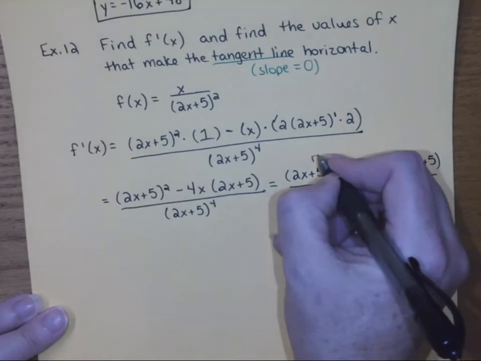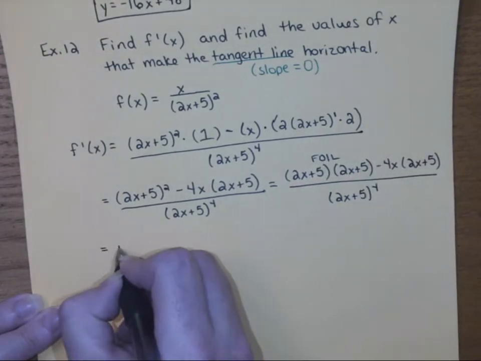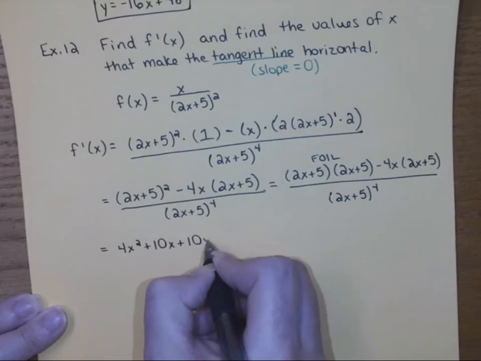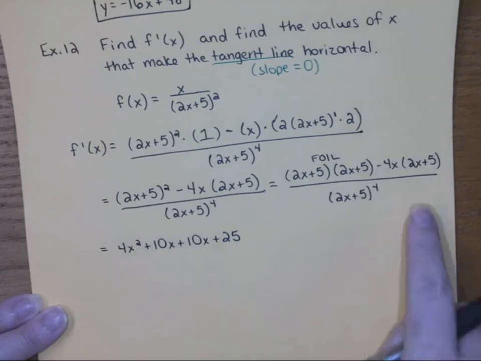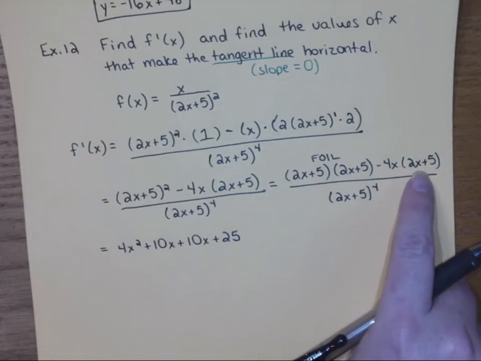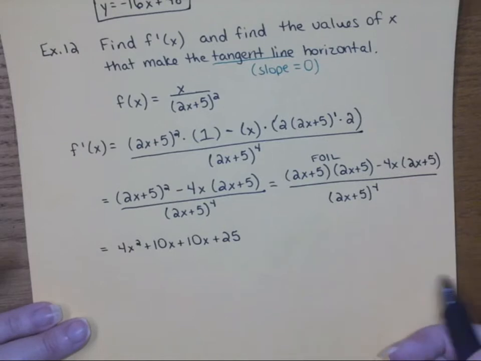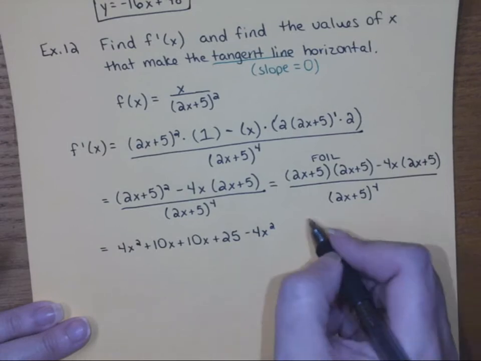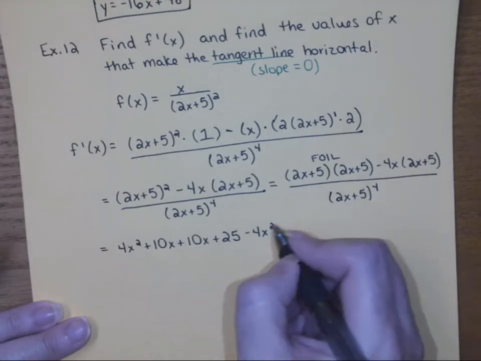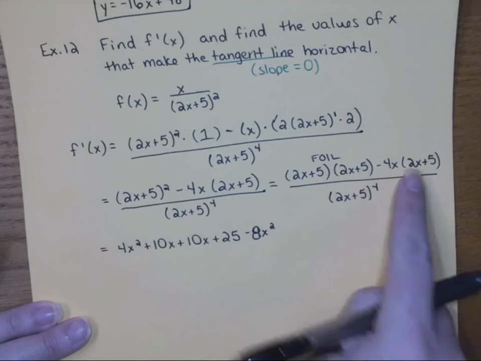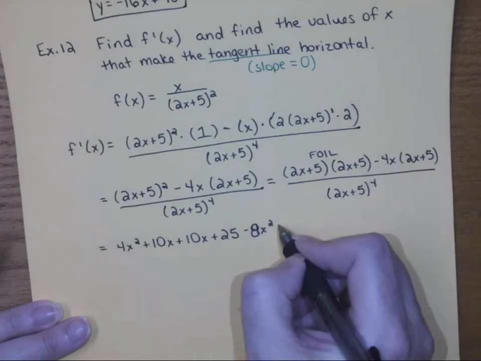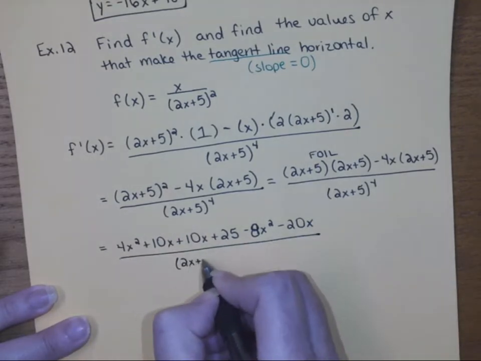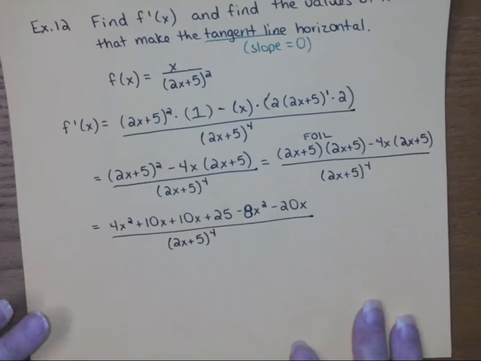So we're going to FOIL this guy right here. So you're going to get 4x squared plus 10x plus another 10x plus 25. And then I can do distributive property here, right? Remember I said don't do distributive property if the power is something other than 1, but here the power is 1. So it's going to be minus 4x squared, and then, just kidding, right? Minus 8x squared. Sorry about that, 4 times 2. And then minus 4x times 5 is a minus 20x, all over the bottom squared, which makes it to the 4th power.